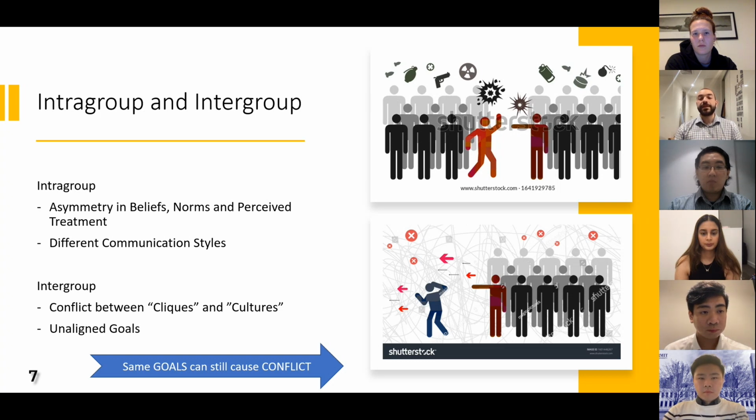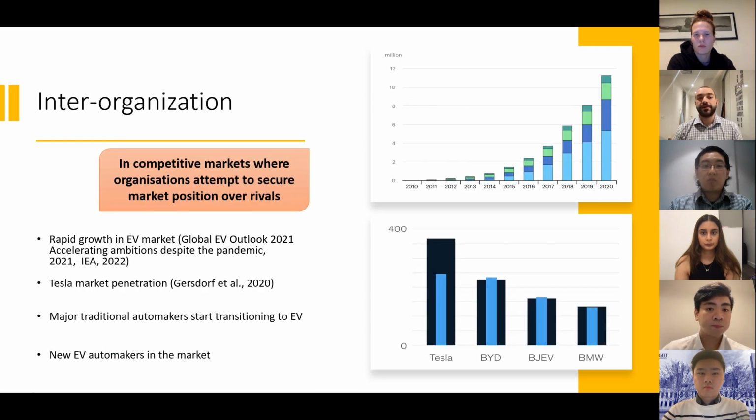So that's intragroup and intergroup. Next I'll be passing over to Toby, who will talk about inter-organizational conflict.